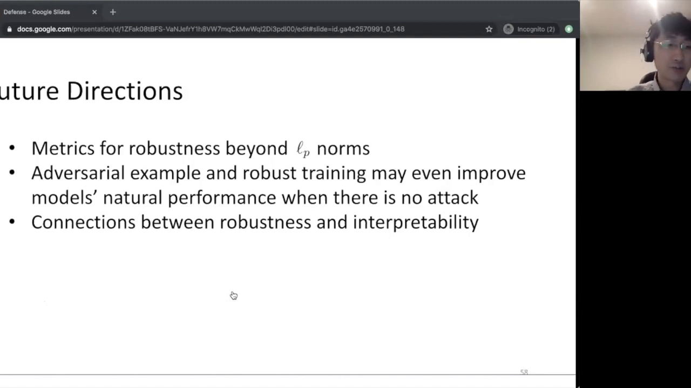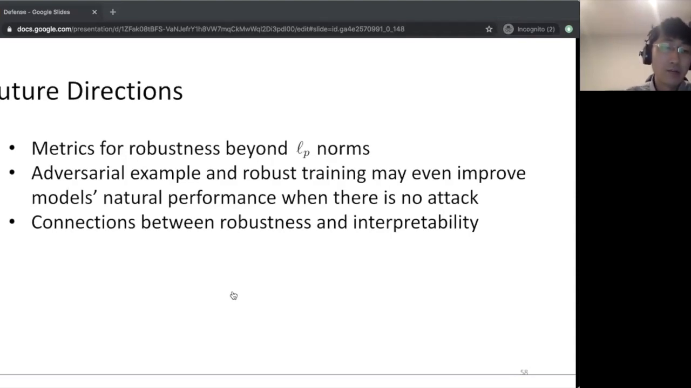For future directions, there are many in my mind, but these 3 are the most important ones. The first one is metrics for robustness beyond the Lp norm. Currently in this community, we just use the Lp norm to measure robustness, the Lp norm between the adversarial example and the original example. However, there are other metrics we can use. For example, we can do spatial transformation of the figure, or some semantic modification.